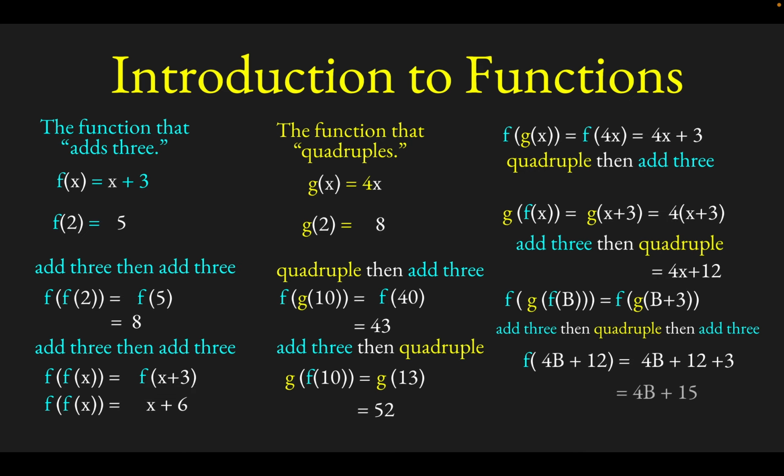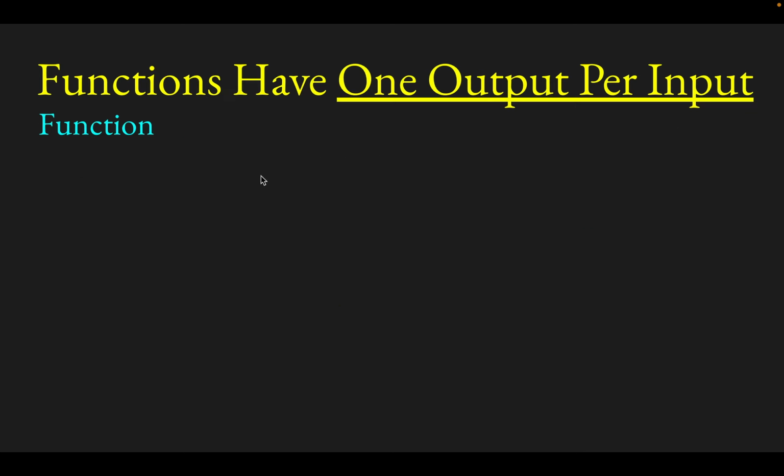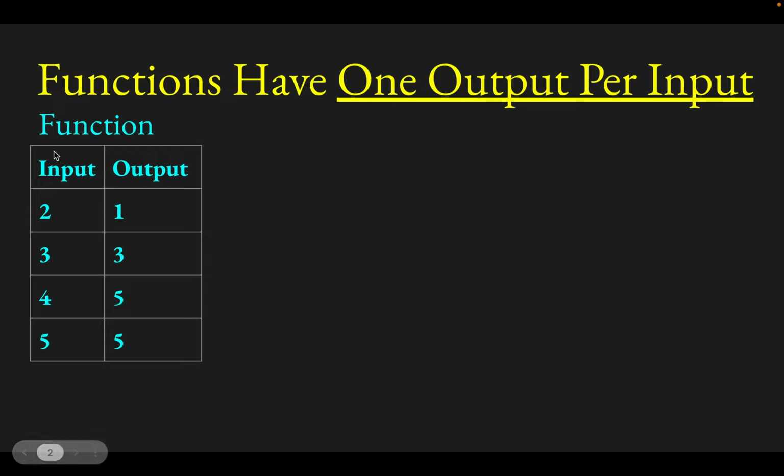and then of course you can combine the 12 and the 3 to make a 15. All right, now let's look at how we determine whether something is a function or might not be a function. A key property of functions is that they have only one output per input that you give the function. So for example, let's look at a case when something could be a function.